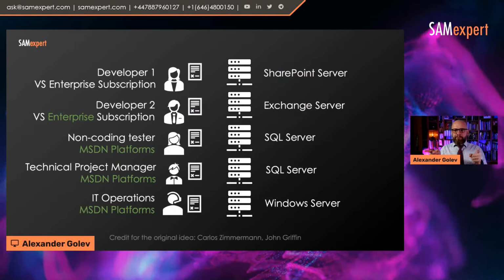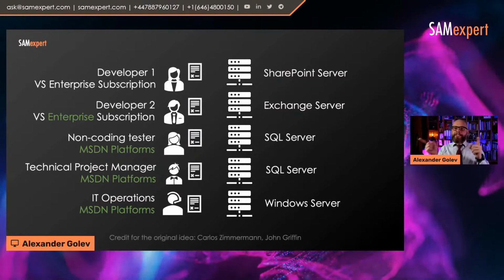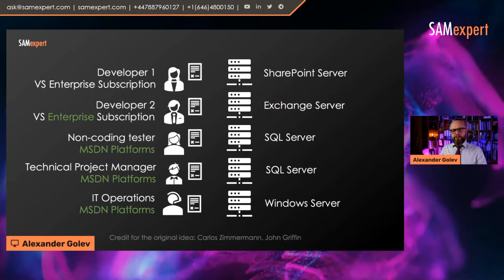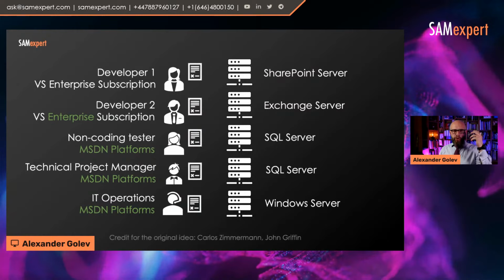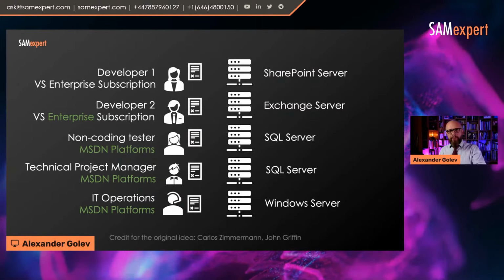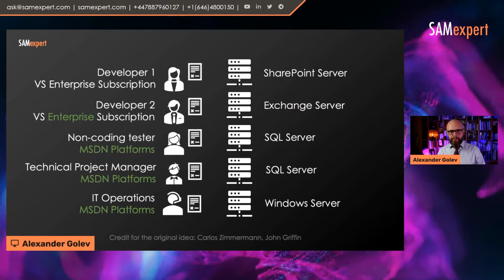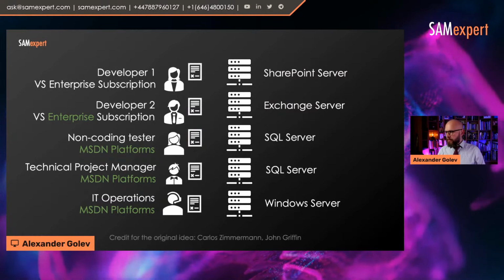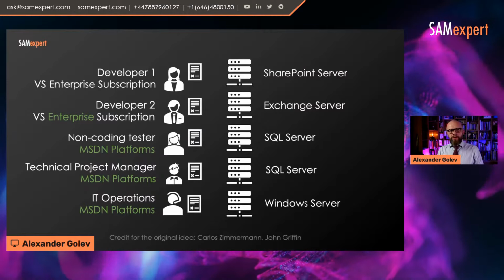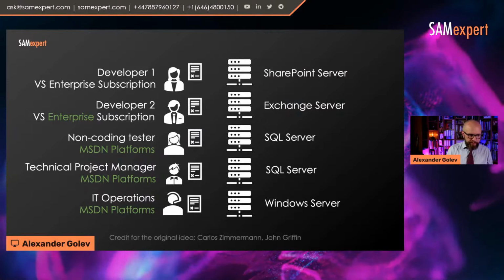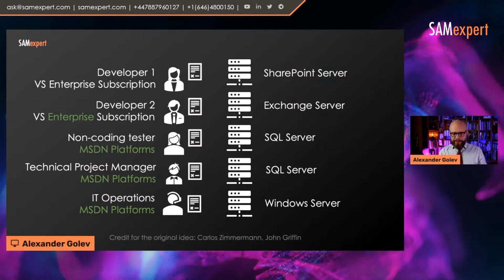And then for the other people, so firstly, the non-coding tester. Upgrading the non-coding tester from professional to enterprise is a bit of a waste of money because MSDN Platforms is cheaper than Visual Studio Enterprise. But he still needs to access all these products. So to him and to the other two people here on this slide, we need to assign MSDN Platforms. That is how it works. Any questions? Type them in the chat. As I promised, I'll pick them up.